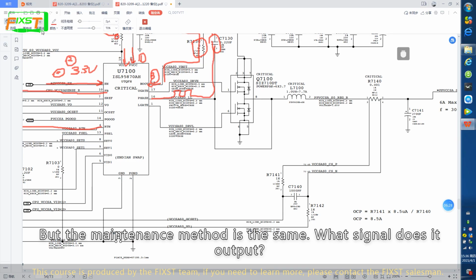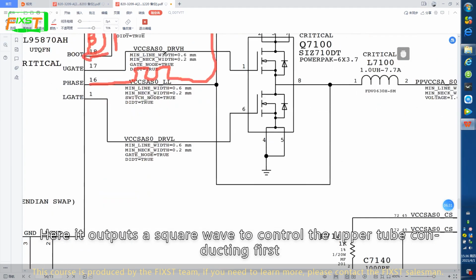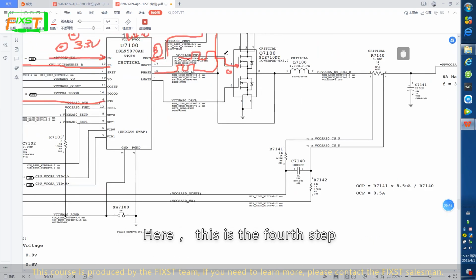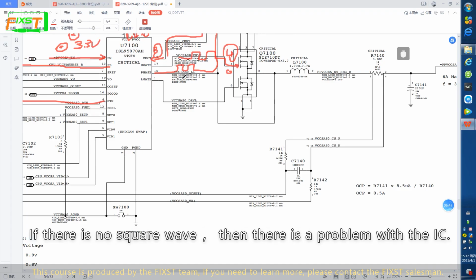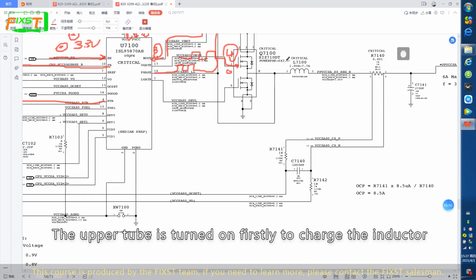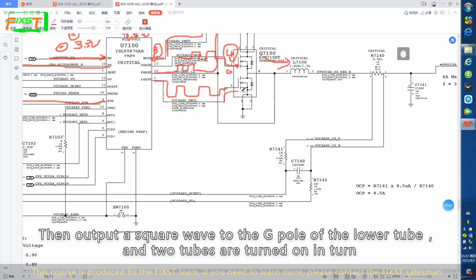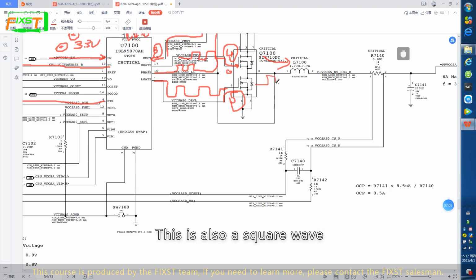What signal does it output? Here it outputs a square wave to control the upper tube conducting first. Here is the G pole of the upper tube. Here this is the 4th step. If there is no square wave, then there is a problem with the IC. The upper tube is turned on first to charge the inductor. After the L7100 is fully charged, the lower tube is turned on. Then it outputs the square wave to the G pole of the lower tube, and the 2 tubes are turned on in turn. This is also a square wave.